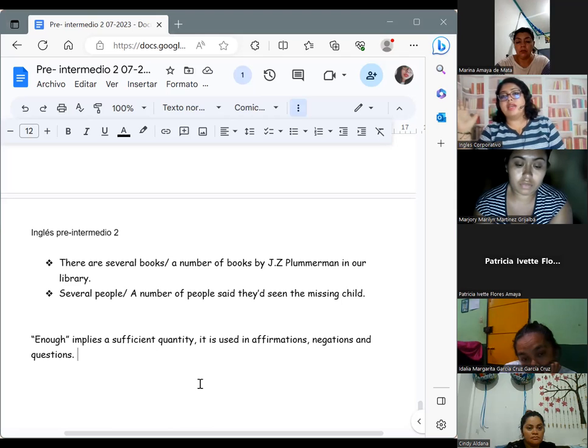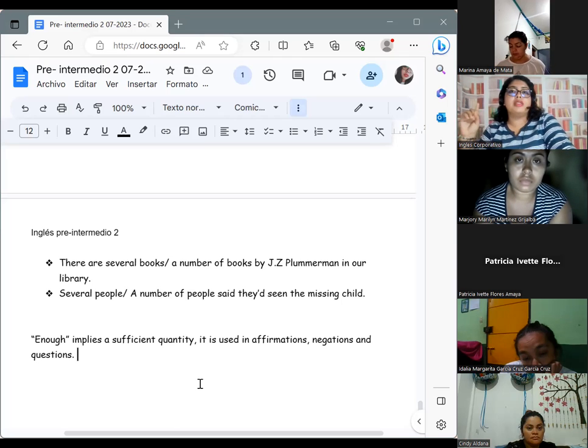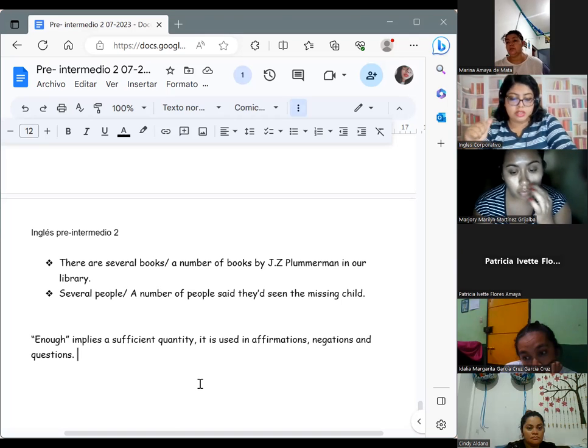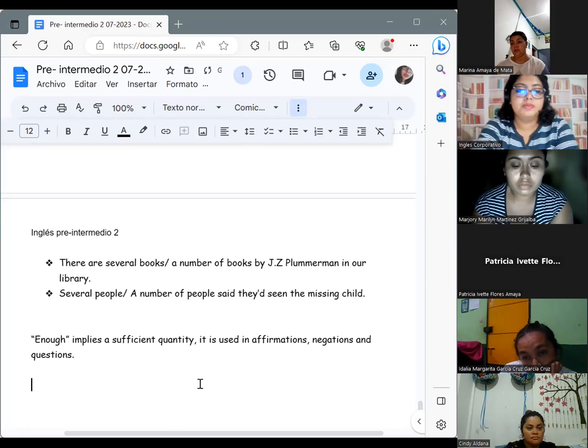Okay, in this case, tenemos o decimos que es una cantidad suficiente. Ya no necesitamos más de esto. So in this case, we're going to use this word in the three forms, in affirmations, in negative statements, and also in questions. And now we are going to see some examples.